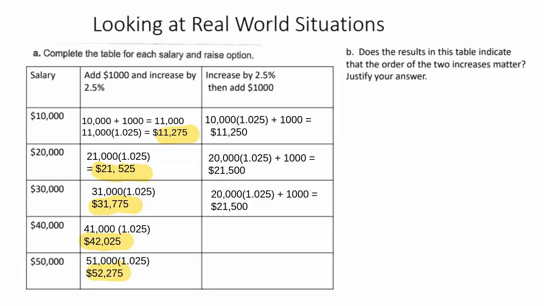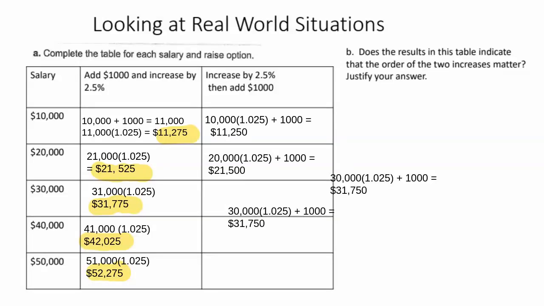Okay, well, this time I'm going to take 30,000, and when I add them together, I get 31,750. That goes here.